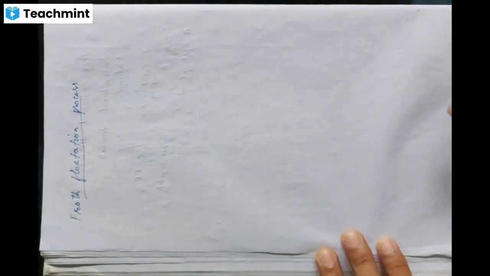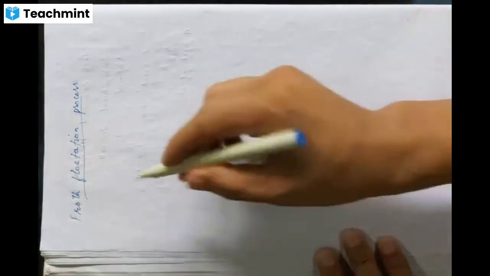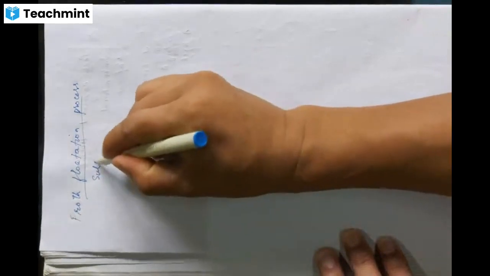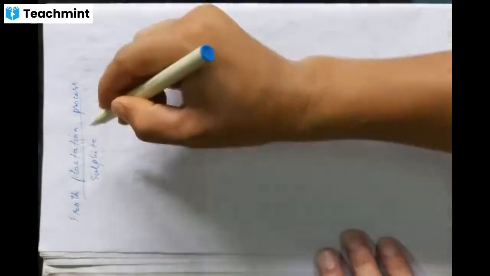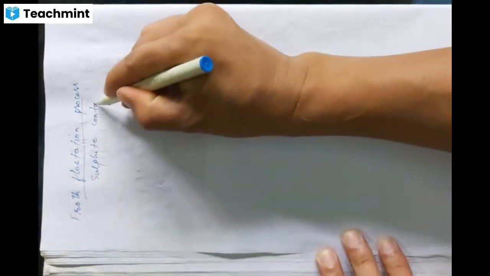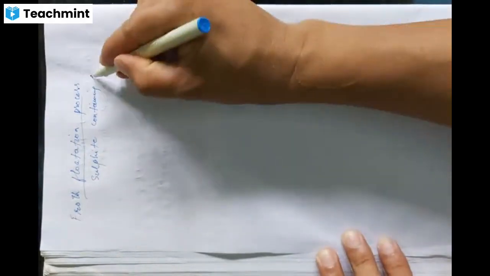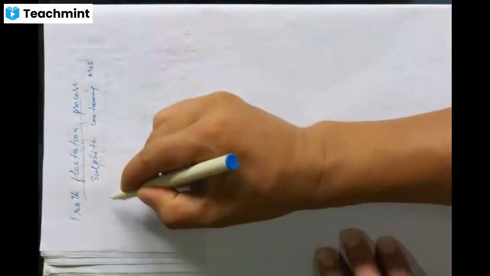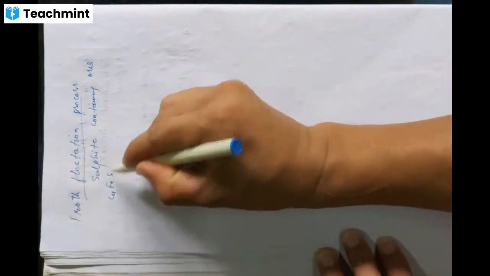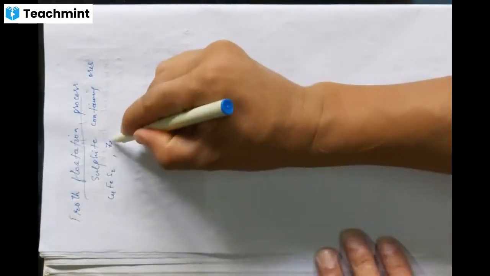So this froth flotation process is mainly adopted for sulfide containing ores, like copper sulfide or zinc blende and so on.